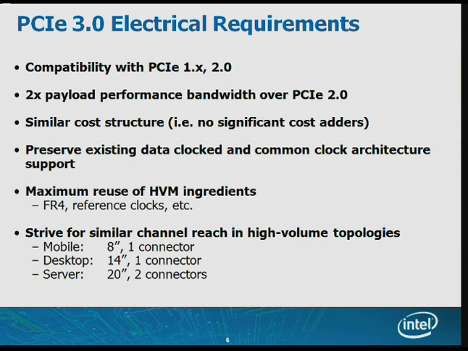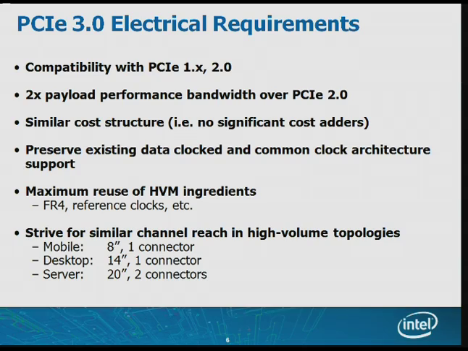We want to preserve on the platform the existing mechanism for synchronizing the transfers, meaning data clocked and common clock architecture, and make sure that current materials and high volume manufacturing ingredients are viable as well. This last bullet shows the expected topologies in terms of channel length. On a mobile, we see a relatively short channel of 8 inches. On a desktop, a bit longer, 14 inches typically with one connector. And the one that has the biggest challenge is the server, where we see the interconnect spanning over 20 inches and 2 connectors, which is basically to support backplane type of topologies.